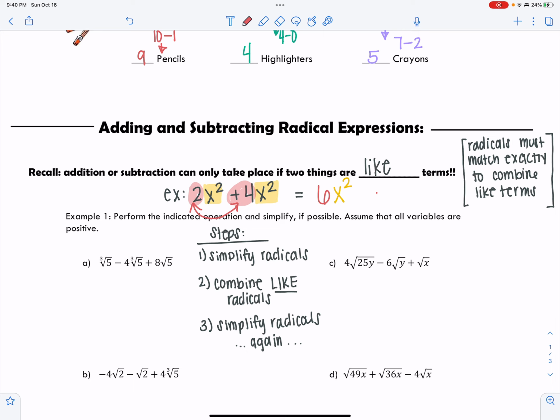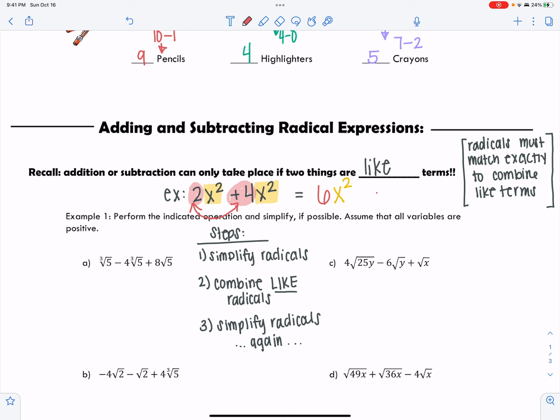And so in the context of this, the radicals must match exactly. And so the cubed root with the cubed root, the square root with the square root. That's the biggest thing that I see people forget, but also that what's inside the radical has to be the same as well. So you've got some steps on the screen. I would take a second to pause this video and jot those down. But the big thing is simplify the radicals. Once you've simplified them, then if you have like radicals, combine them. And you may have to simplify again after you have combined them.